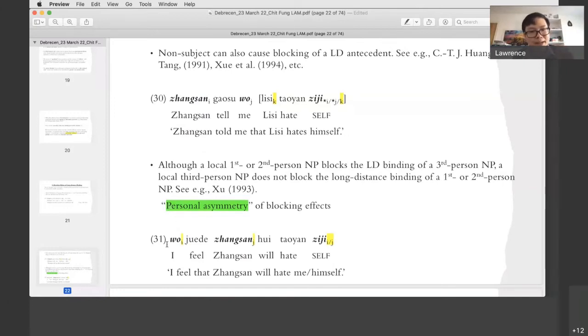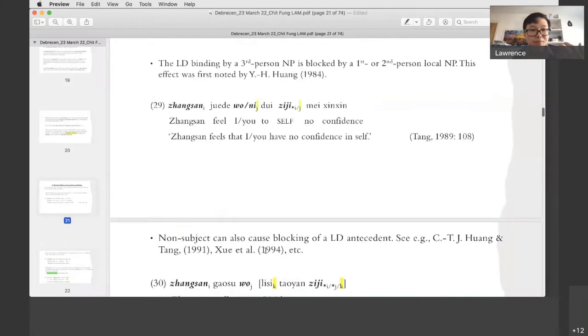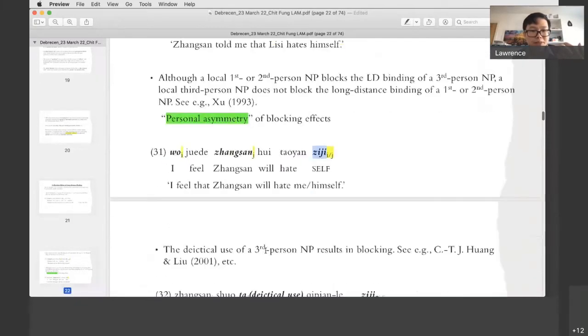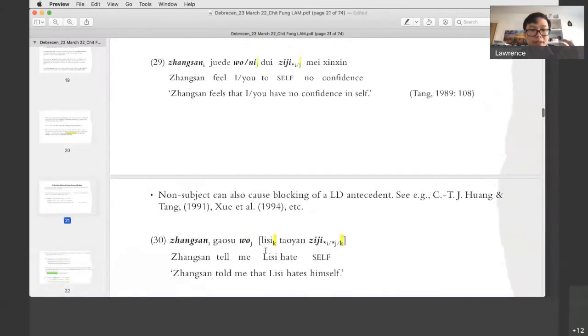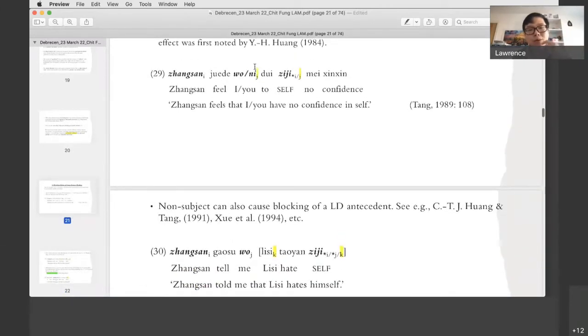So let's compare with example 31. I feel Zhang will hate self. This self can refer to both I and Zhang. Fine, the co-reference is fine. We can contrast it with example 29 that I just mentioned.